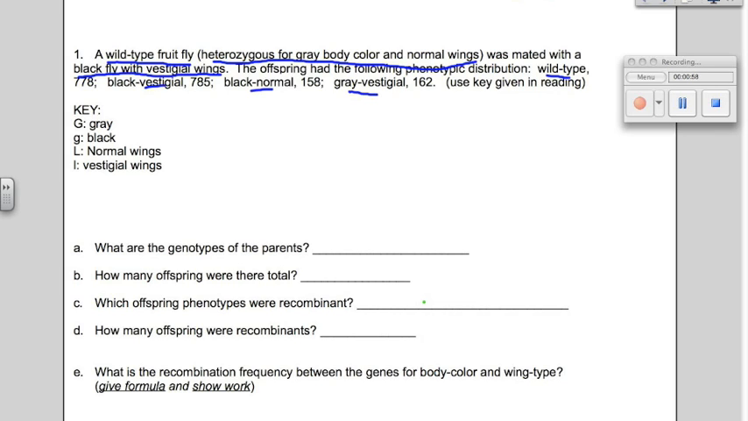So the first thing I've done already for you is I've gone ahead and set up a key for the two different genes we're considering here, which are body color and wing type. And my first question asks, what are the genotypes of the parents? Let's set this up like we'd normally set up a cross by first giving the parental phenotypes. Okay. I have two phenotypes. One is the wild type, which I know is heterozygous for both body, gray body color, and normal wings.